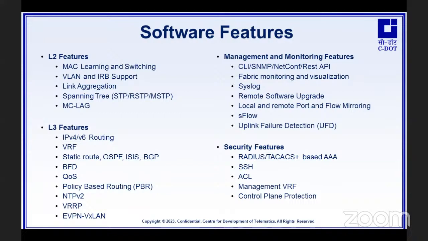L3 feature: it supports both IPv4 and IPv6 routing. It supports static routing, and in case of IGP, it supports OSPF and ISIS. In our data centers, we are using OSPF as the IGP, Interior Gateway Protocol, and BGP, that is Border Gateway Protocol, is used as the EGP. It is used between our spine routers and the PE routers of BSNL.